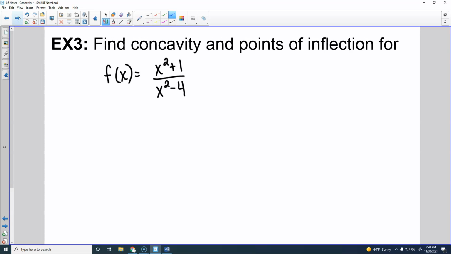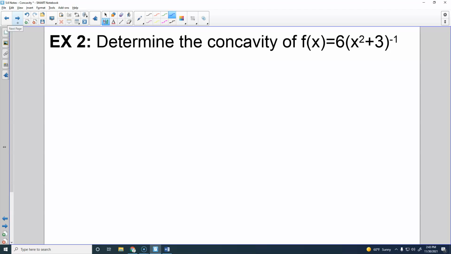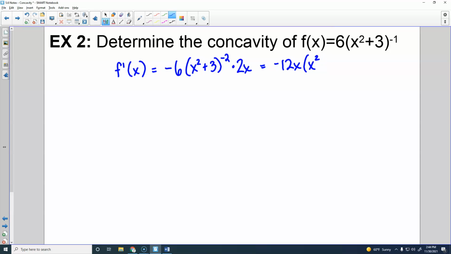All right, let's see. f prime of x here, we're going to use the chain rule for this. So we will have negative 6 times x squared plus 3 to the negative 2, times the derivative of the inside, which is 2x. So that'll be negative 12x times x squared plus 3 to the negative 2.